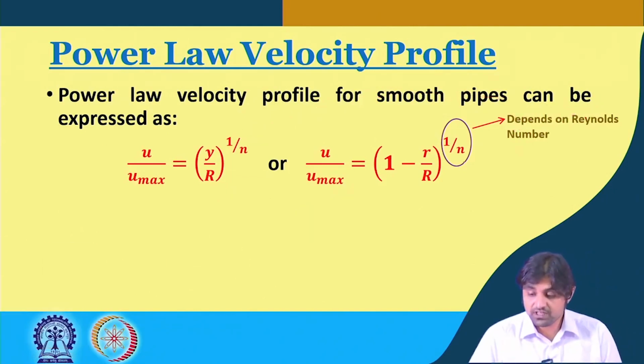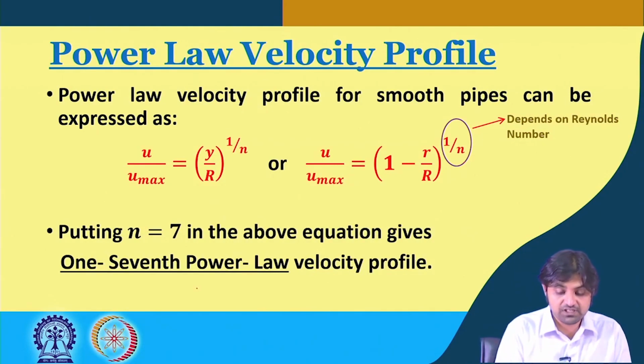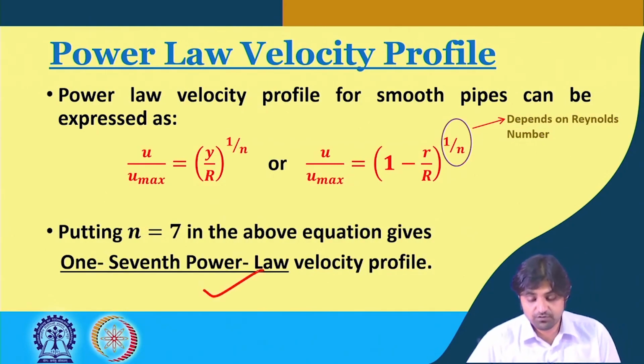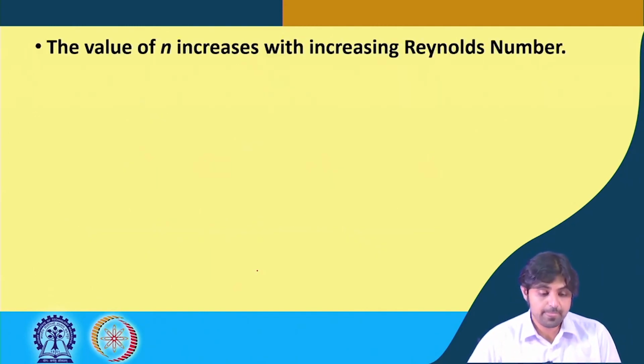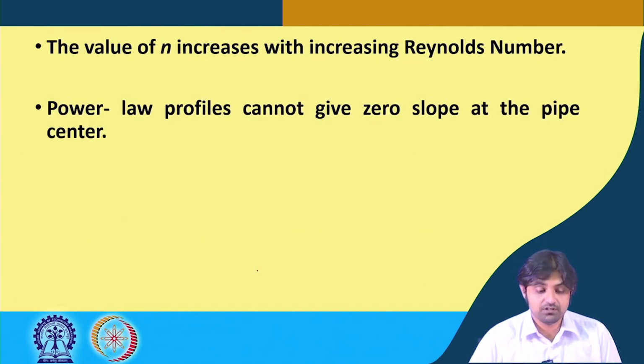So, this 1 by n depends upon the Reynolds number. Putting n is equal to 7 in the above equation gives the 1/7 power law velocity profile. This is one of the very famous velocity profiles. The value of n will increase with increasing Reynolds number.